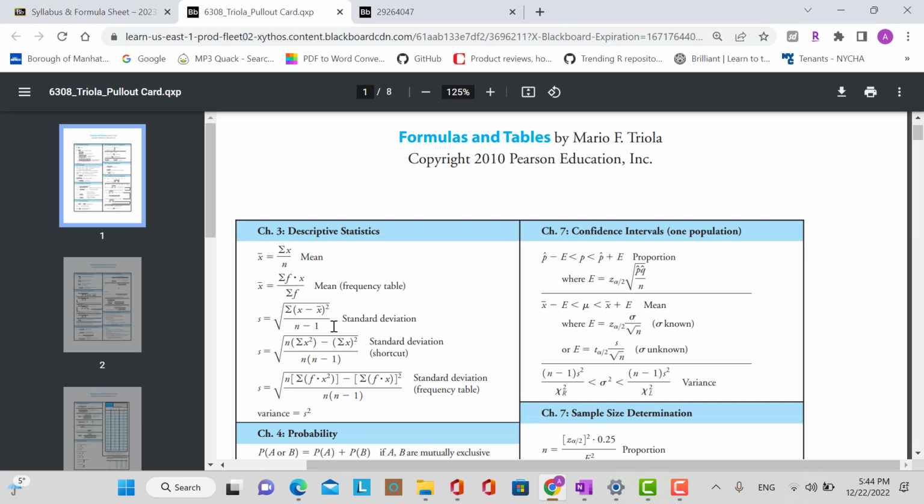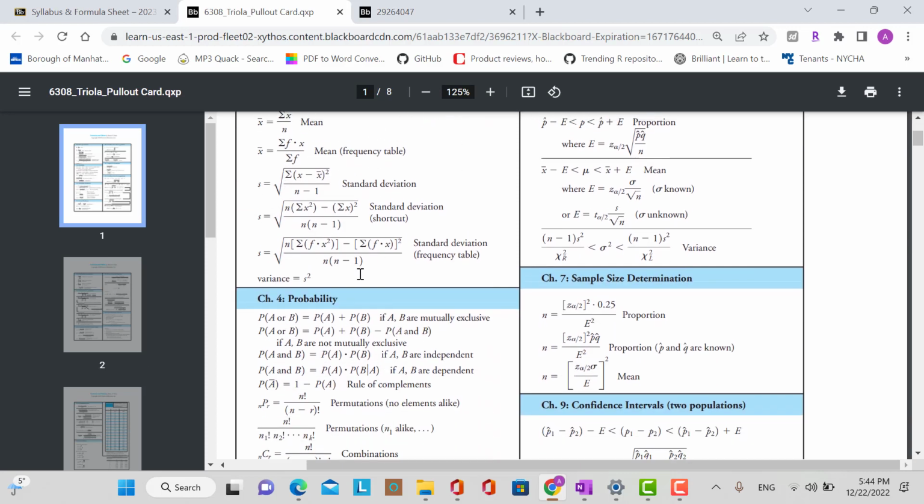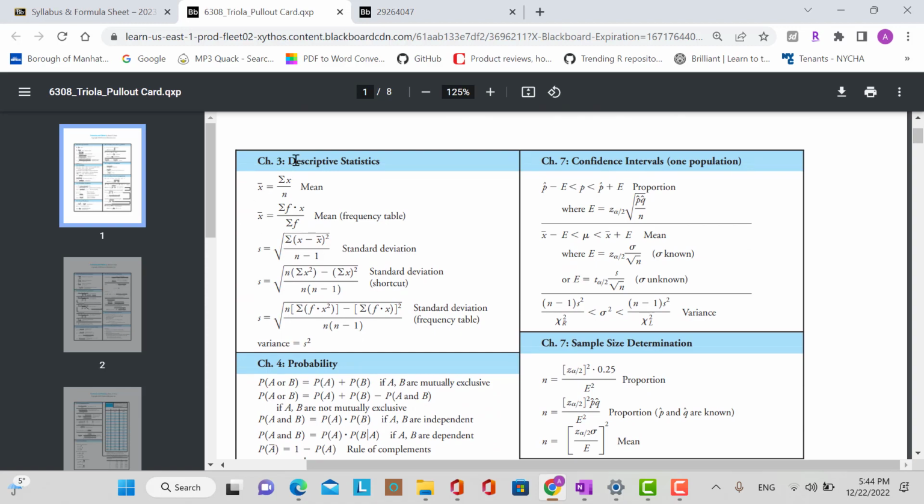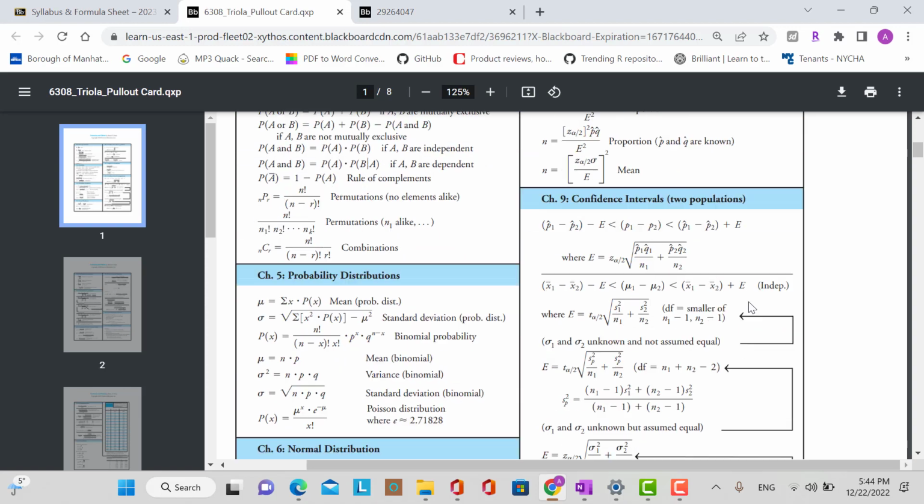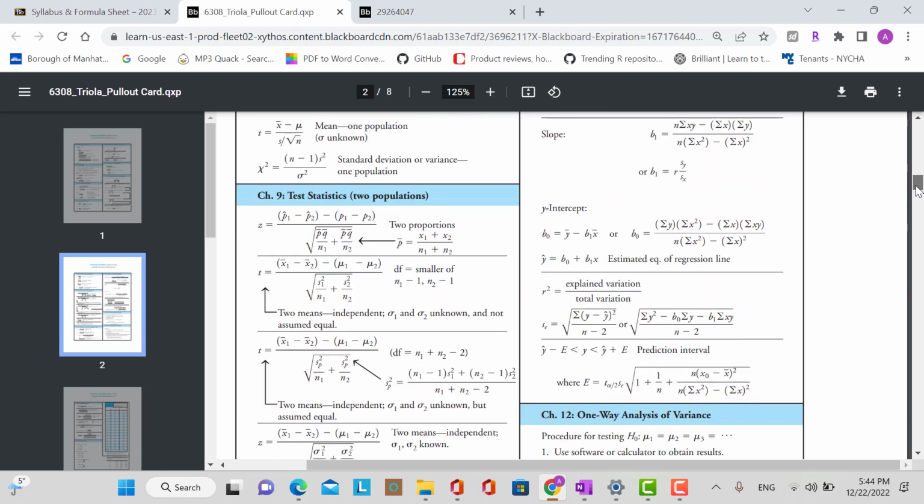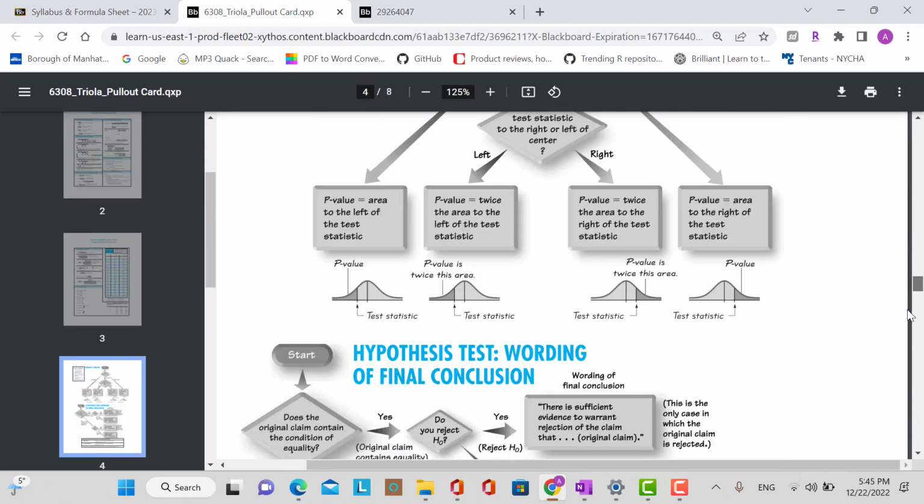throughout the winter section. First of all, it summarizes all the formulas for each chapter, organized by chapter numbers. So all the formulas for chapter 3 are listed here. Also, you're going to need a couple of tables. The first one is called table A2.